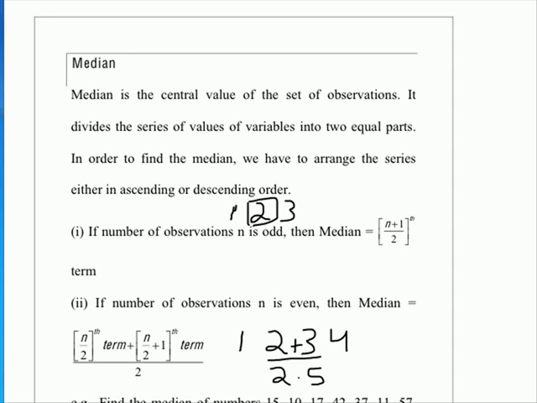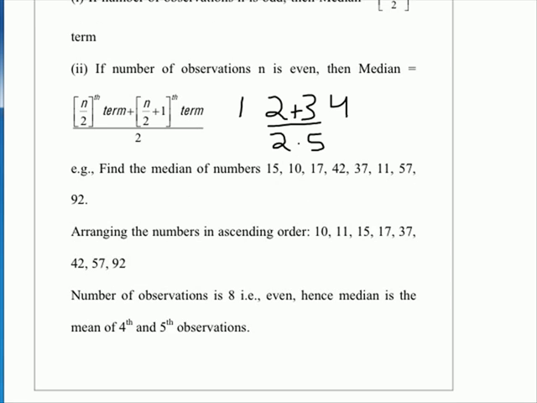So let's try to find the median of a more complex set of numbers. Find the median of the numbers 15, 10, 17, and so on till 92. Now to find the median, the first thing we need to do is arrange the numbers in ascending order and then find the middle number.